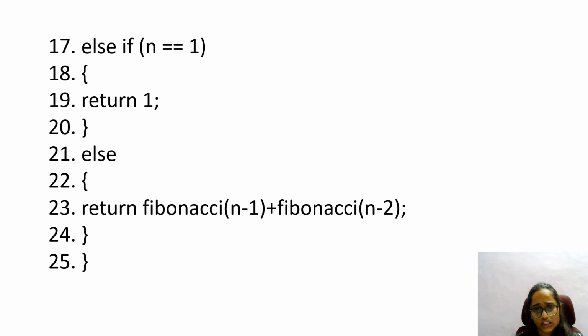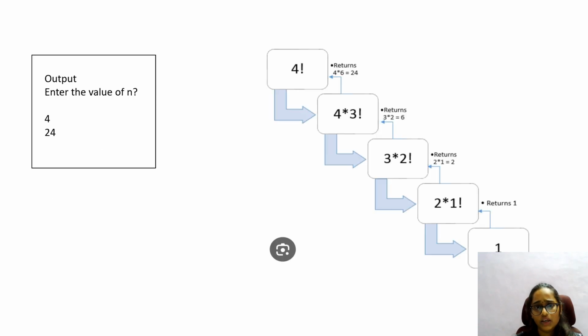Here the function forms 4 minus 1, 3, plus 4 minus 2, 2. Again the function is recalled, again it will do it, and again and again the fourth function will become 3, 2, 1. In this way we can observe in the below ppt diagram. And by this the factorial of 4 is computed, and there will be output here.